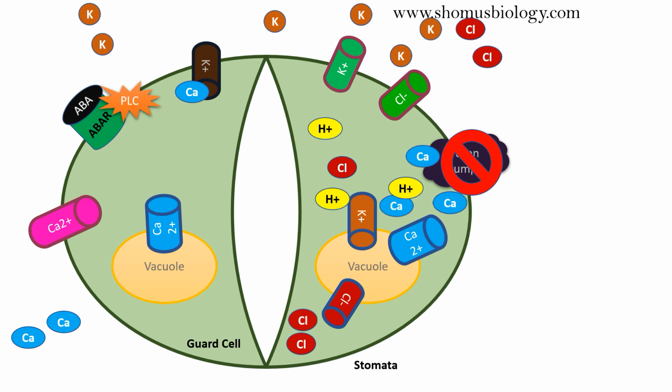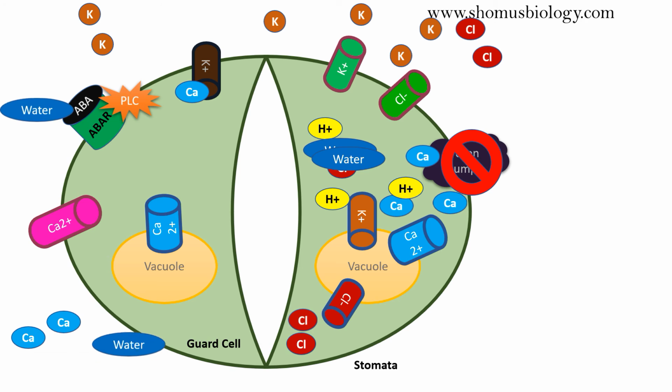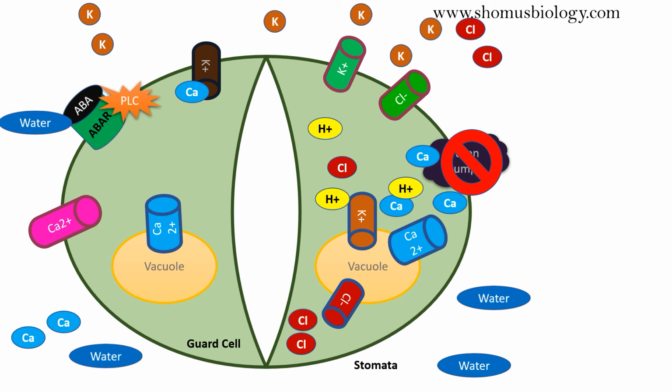And to tackle this osmotic imbalance, the only way is the movement of water from the low solute concentration to the high solute concentration. And in this case, the high solute concentration is the surrounding of the guard cell. So water will move from the guard cell outside via specific water transporter channels in the guard cell, which are not shown in this picture.